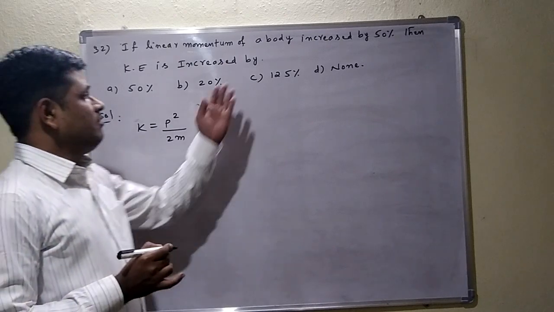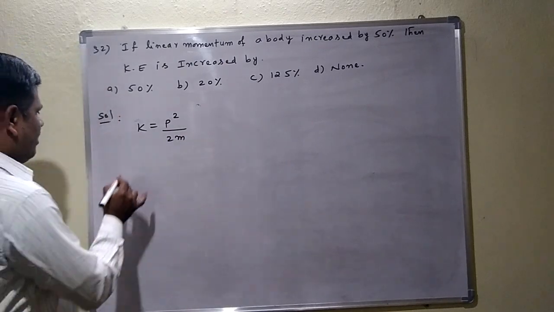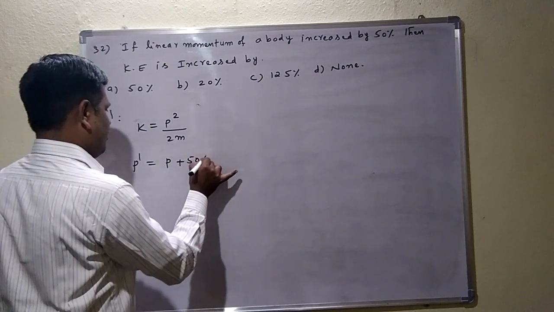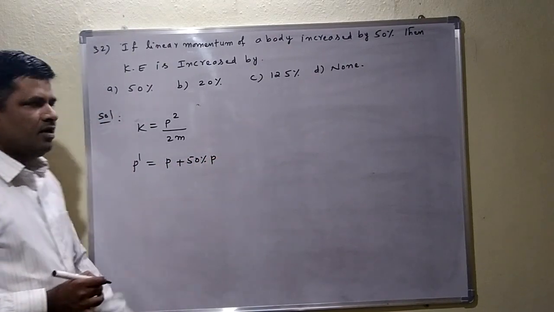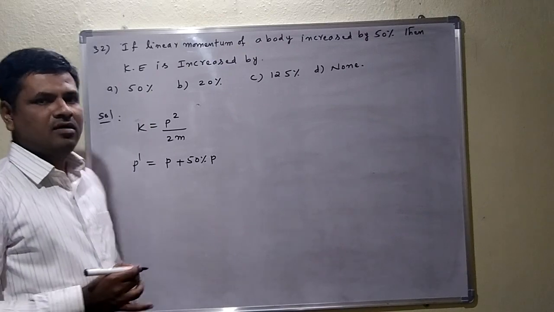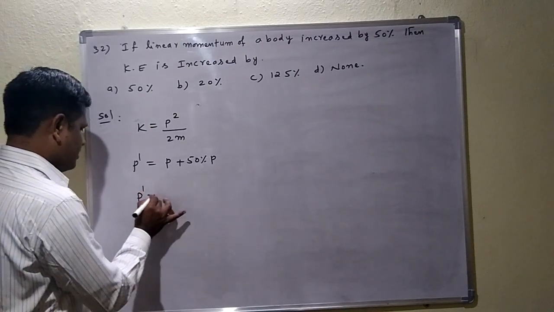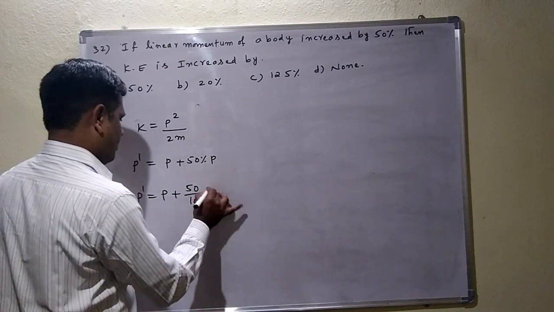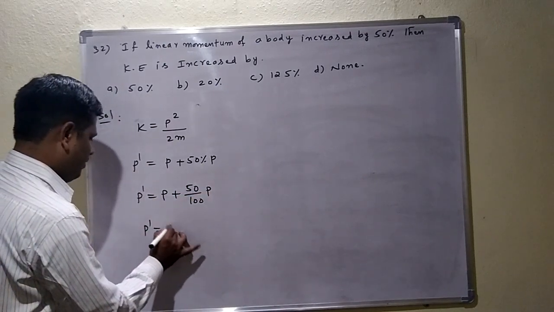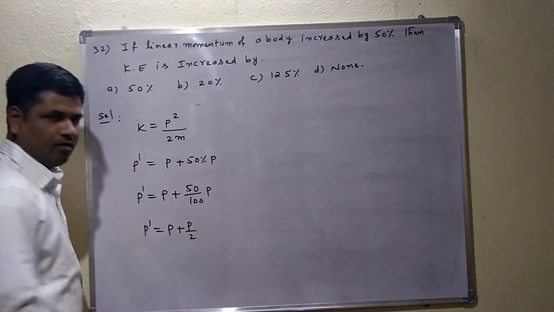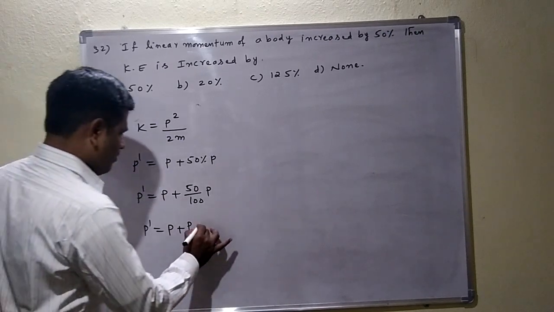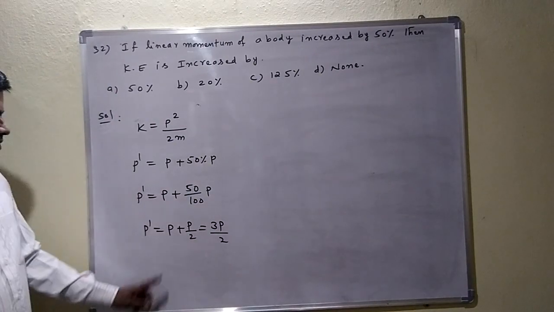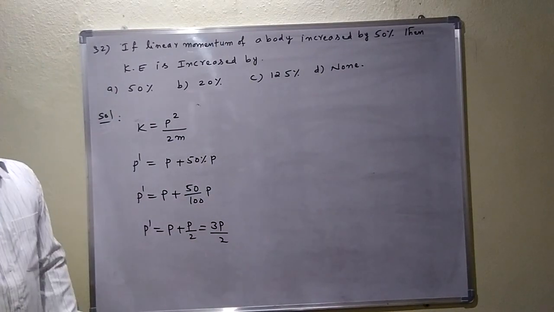Here momentum is increased by 50%. So I consider the final momentum as P dash. P dash is equal to P plus 50% of P, increased by 50%. So P dash is equal to P plus 50 by 100 into P. Now P dash is equal to P plus P by 2, which is equal to 3P by 2. Now this is the final momentum we are getting here.